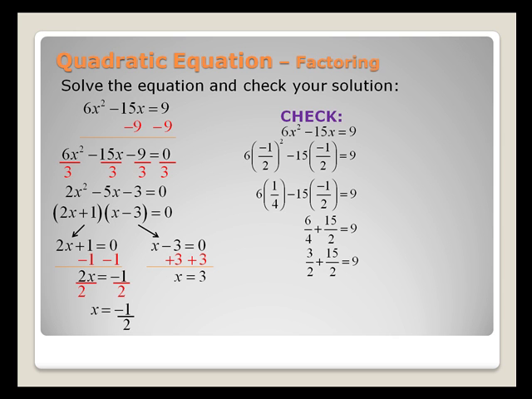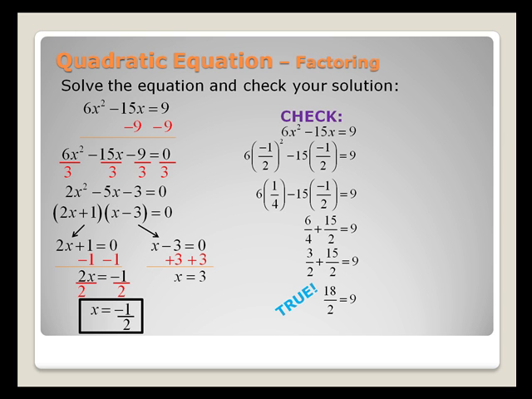Now we have a common denominator and we can add these fractions together. 3/2 plus 15/2 is 18/2. Notice 18/2 is really equal to 9. This is a true statement. 18 divided by 2 is 9. So now we know x equals negative 1/2 is a solution to this equation.